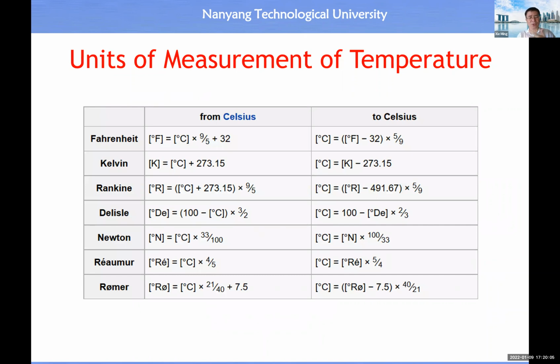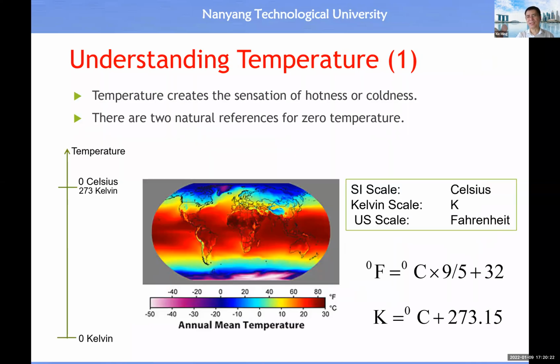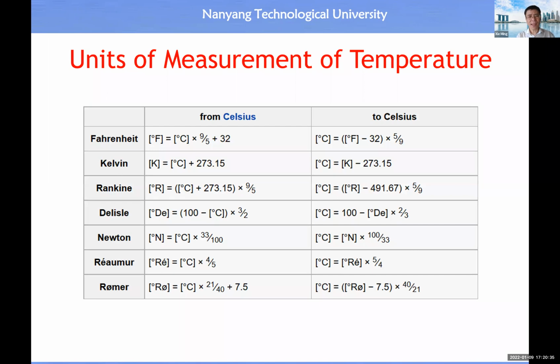Then how to do the conversion? Basically, we just need to know the conversion between Kelvin and Celsius, and also between Celsius and Fahrenheit, okay? Because these three are the most popular units of measurement used in society and industry. So here you just follow these two formulas in order to do the conversion between the units of measurement for temperature, right?